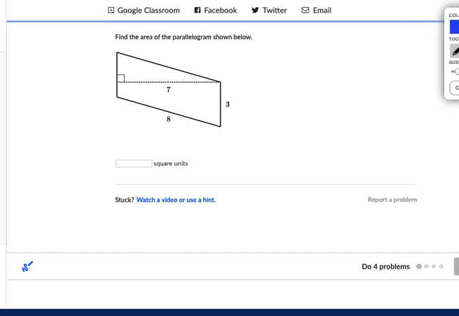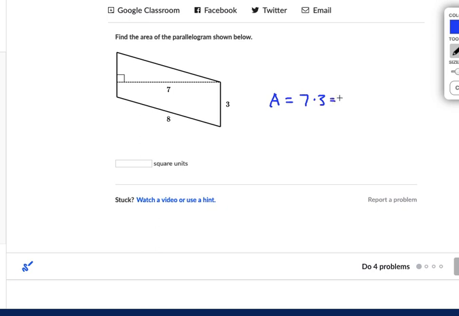So our area would be equal to 7 times 3, which would give us 21. Now, this 8 has nothing to do with it. You got to be aware of that. They're going to give you that slant height, and it has nothing to do with it. So our answer for this one would just be 21. And we just type that in. We don't have to worry about units because they put the units there for us, knowing that these are square units.